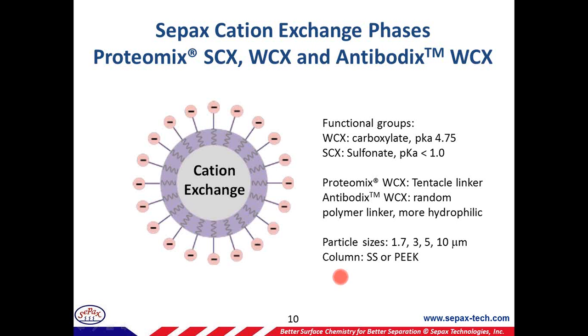For all 3 cation exchange phases, we offer 1.7 to 10 micron. All the examples here are 5 and 10 micron. If you are interested in the other particle sizes, we can talk a little more offline. The columns we offer for all 3 phases are stainless steel and also PEEK. I would recommend PEEK if you're working with a lot of biomolecules, because PEEK is a bio-inert material, so it will give you less interaction during the process.